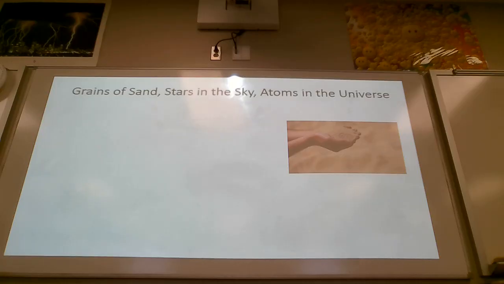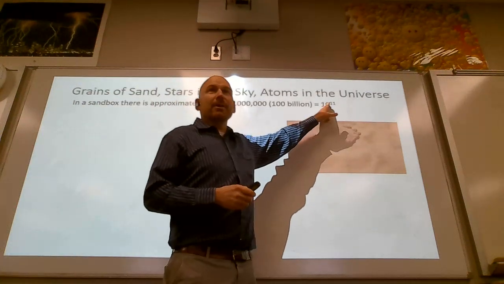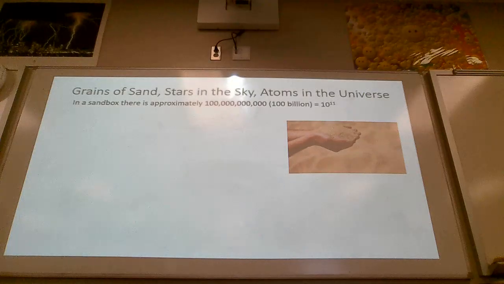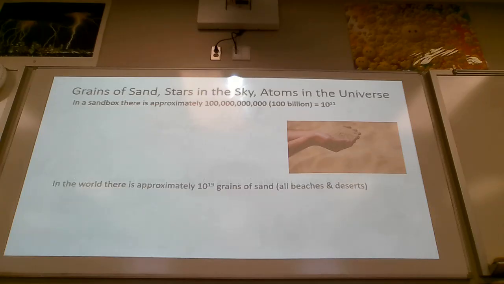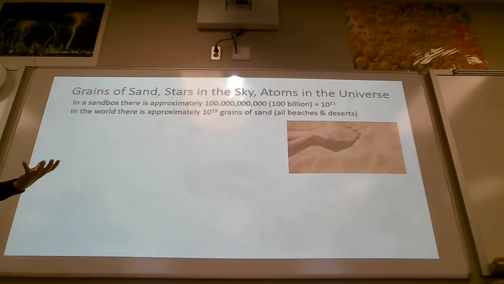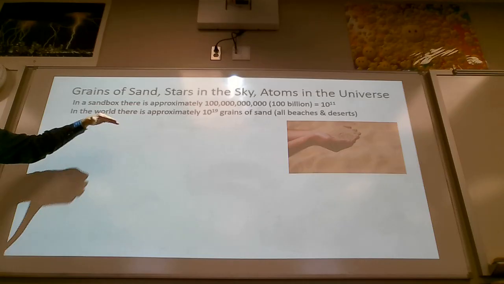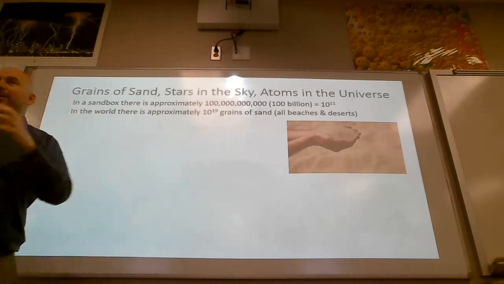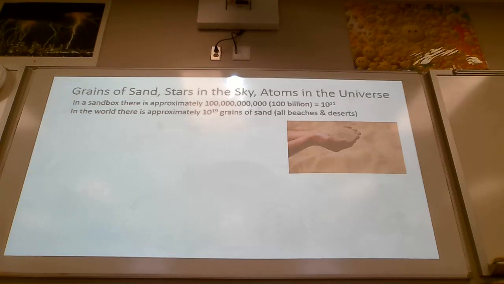What does that mean? Just to mind-boggle your eyes: in a sandbox, there are 100 billion grains of sand. I want you to pick one grain of sand out of all of those. That's a 1 in 10 to the 11th chance that you pick the right grain of sand. Okay, so all the grains of sand on all the world's beaches and deserts, 1 in 10 to the 19th. Notice we just went from a sandbox to all the sand on beaches and deserts. We just went from that to that.